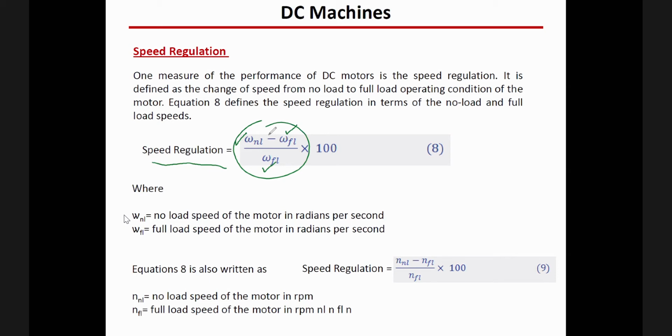Since this is a percentage, we can replace omega with n, where n is the revolutions per minute, RPM. So we can use omega in radians per second, or we can use n, which is the RPM. Both of them will give us the same percentage.